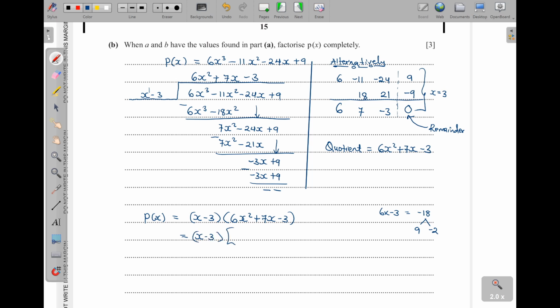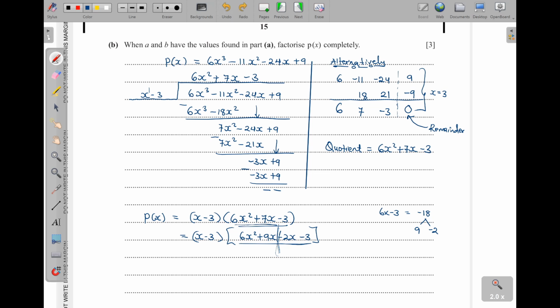Then in here, we shall have 6x squared. Where there is x, I'm going to put 9 and negative 2. So we shall have plus 9x, then minus 2x, then minus the 3. Now, this one is split from the 3 terms. We have gotten 4 terms, so I can split this one into 2. And then I factorize here and then here.